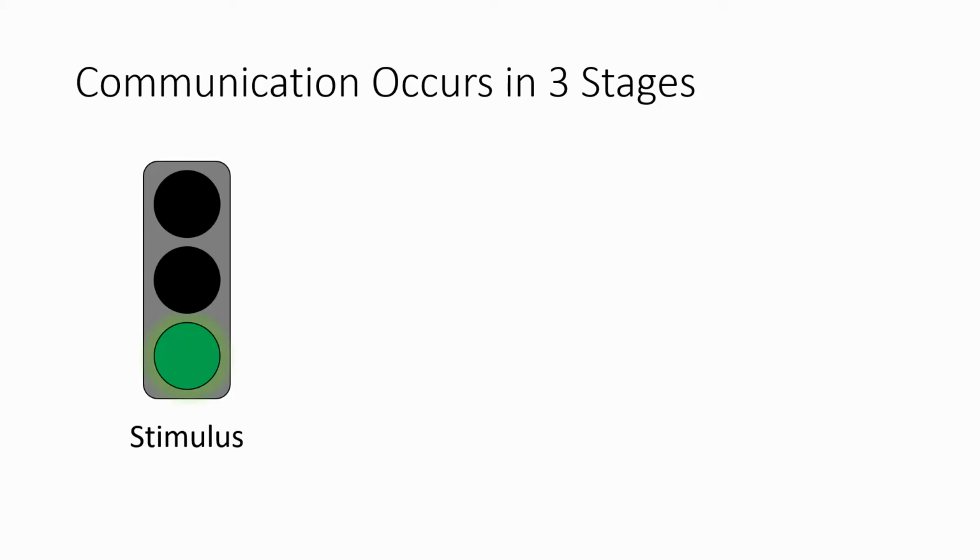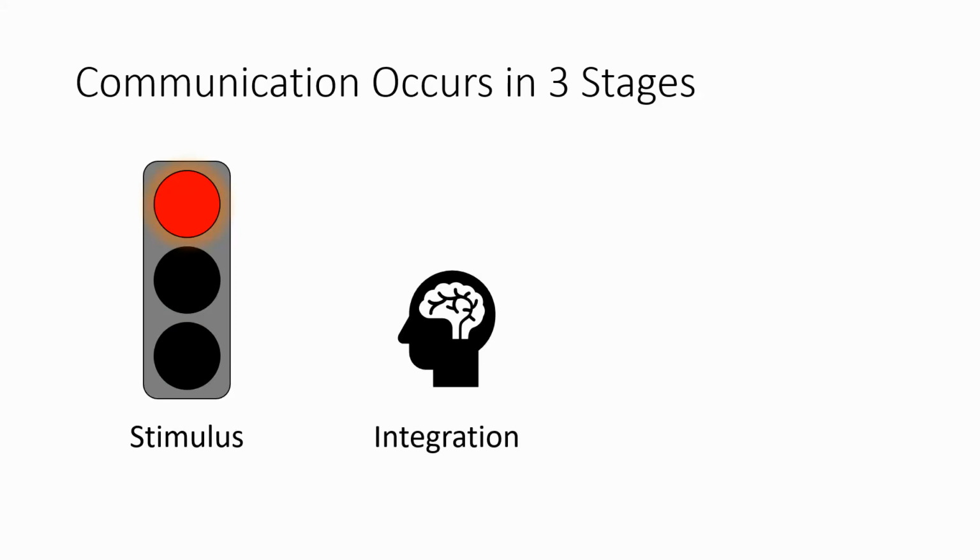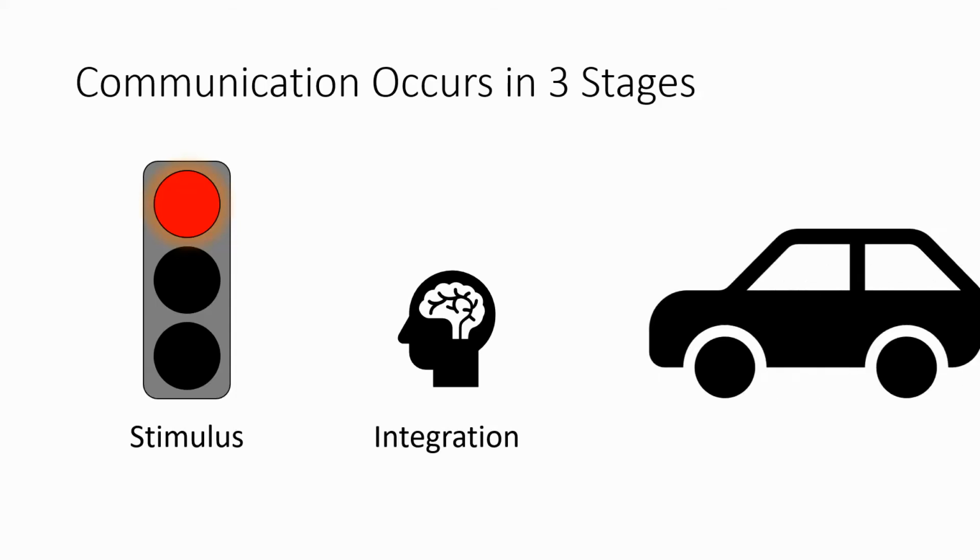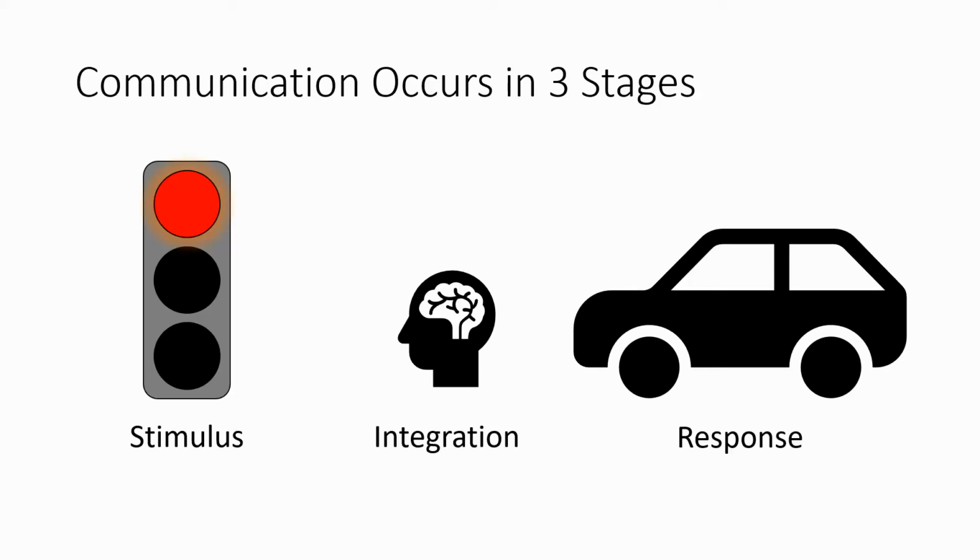Communication, whether it's between organisms, between cells within an organism, or between an organism and a single-celled organism, occurs in three stages. You have some sort of stimulus, something that carries a message, like for example, what I'm showing you here is a stoplight. So that green light is a signal, okay, traffic can move through. But when it turns from yellow to red, any drivers on the road will integrate that signal, in this case in their brain, and then they will have an appropriate response. In this case, their response is to put the brakes on and stop at the stoplight.